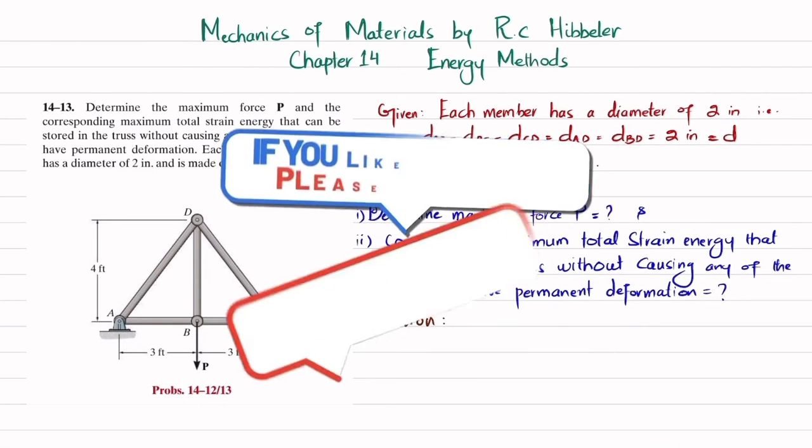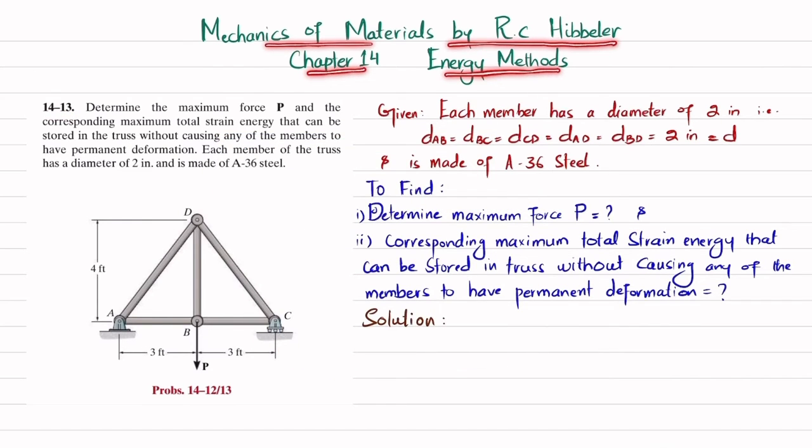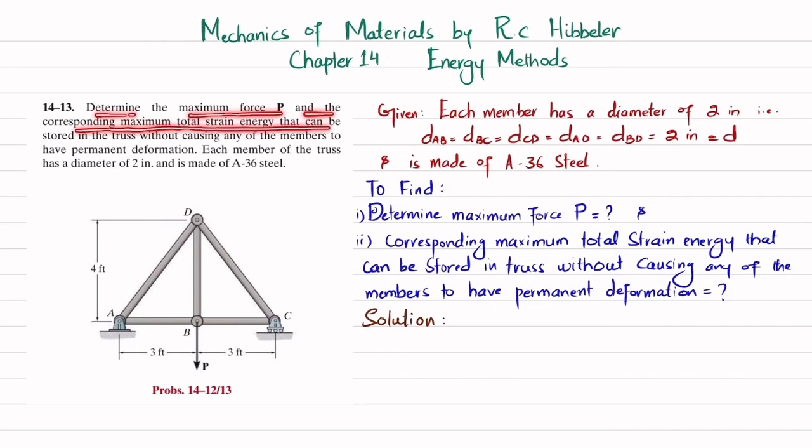Welcome back. In this video, we are going to solve problem 14-13 that is taken from chapter number 14, Energy Methods, and the book name is Mechanics of Materials by R.C. Hibbeler. The statement is: determine the maximum force P and the corresponding maximum total strain energy that can be stored in the truss without causing any of the members to have permanent deformation. Each member of the truss has a diameter of 2 inch and is made of A36 steel. You can see this is a truss that is acted upon by a load P. So we will find this P load and the maximum total strain energy stored in this truss.